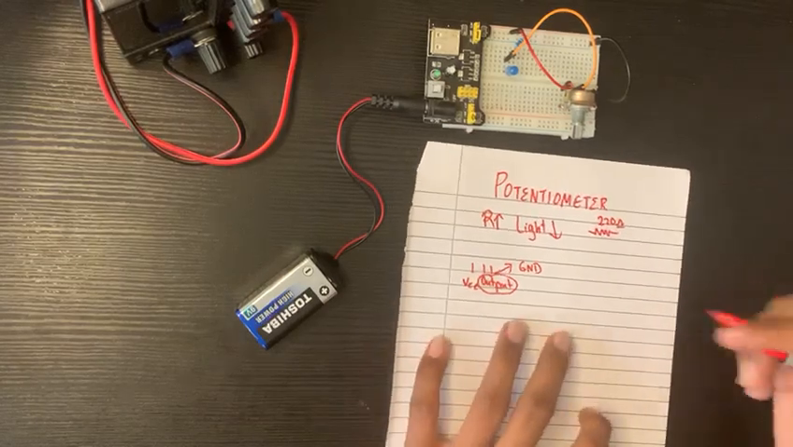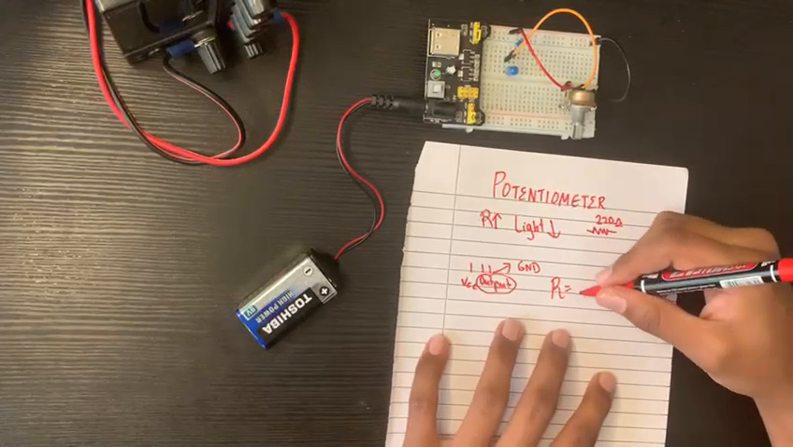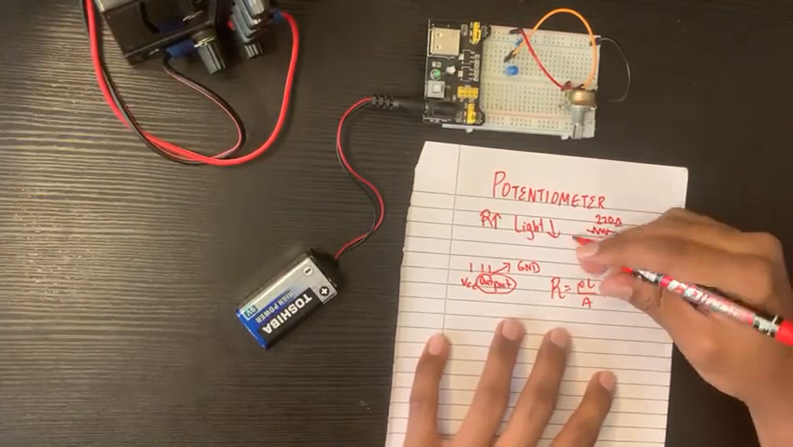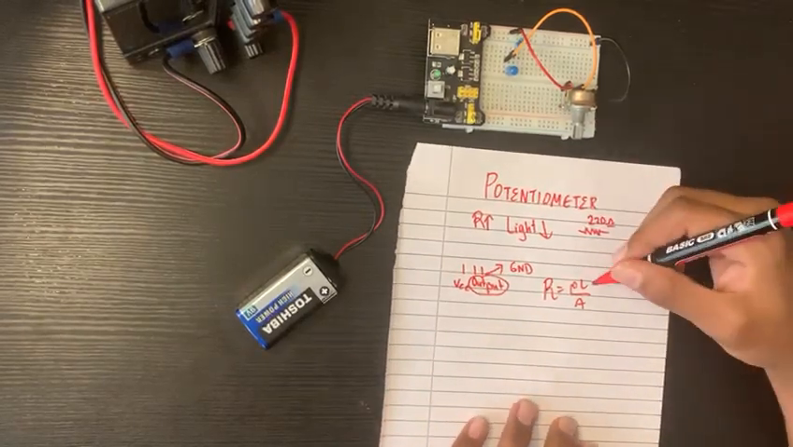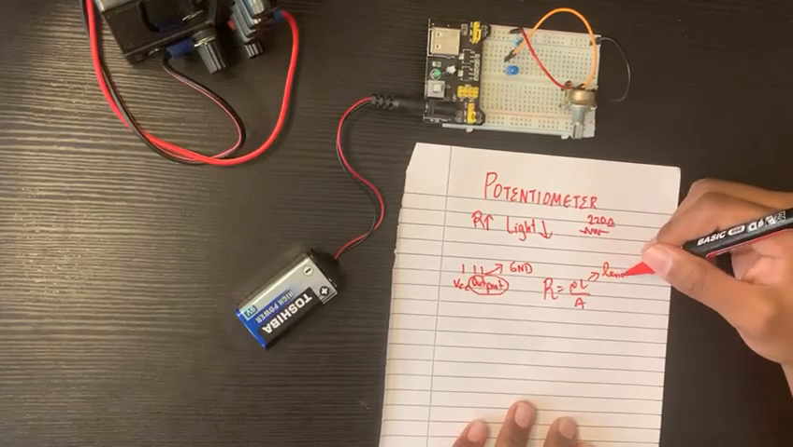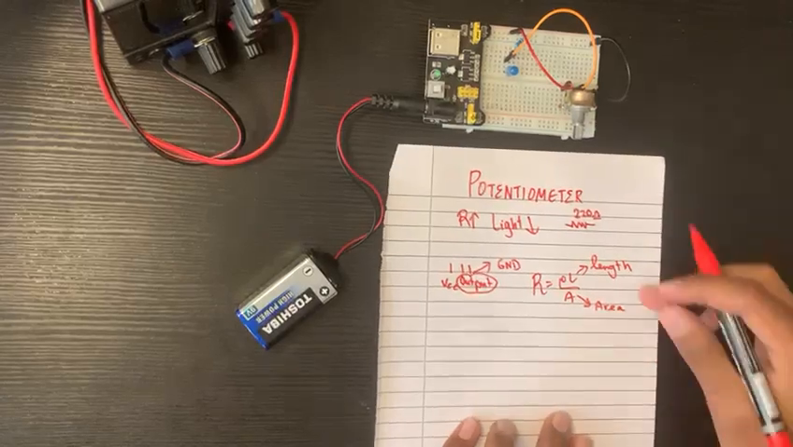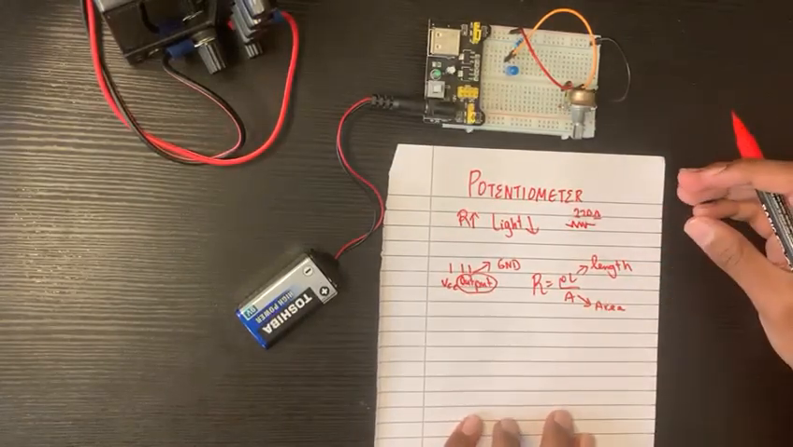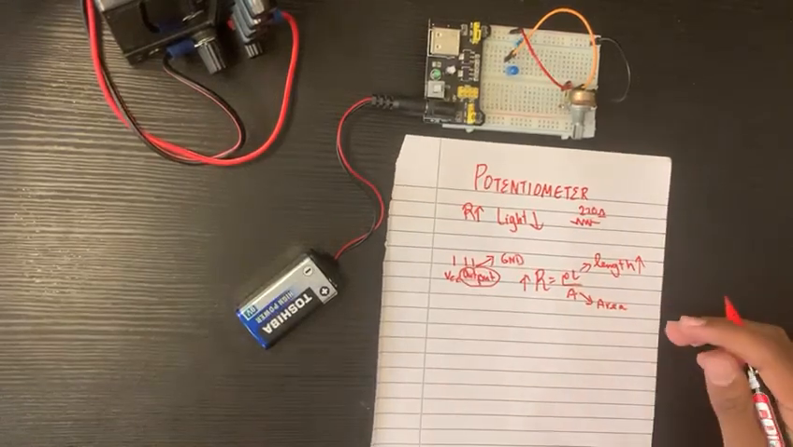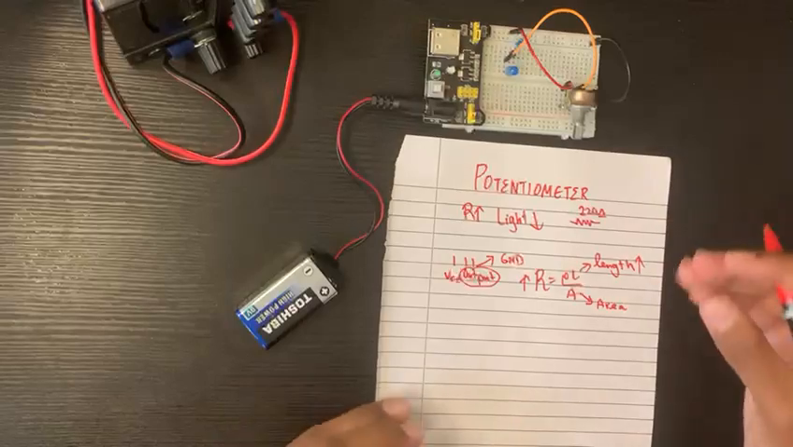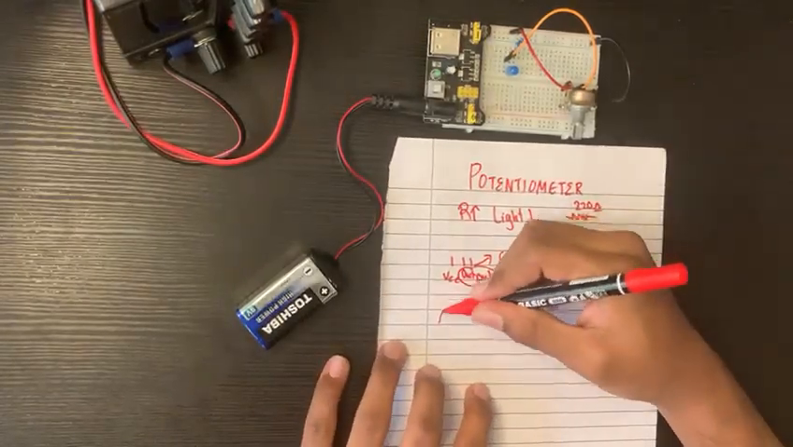So basically there's a formula. Resistance is rho L over A. Rho is just the resistivity of the material itself, and it really doesn't matter. L is length, and A is area. So if we increase the length, the resistance increases. So that's the phenomenon we use for potentiometer. That's the thought process, how it was made.